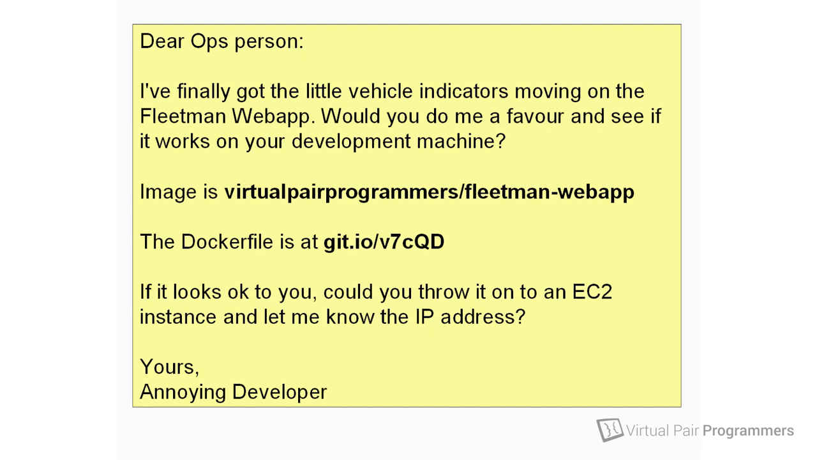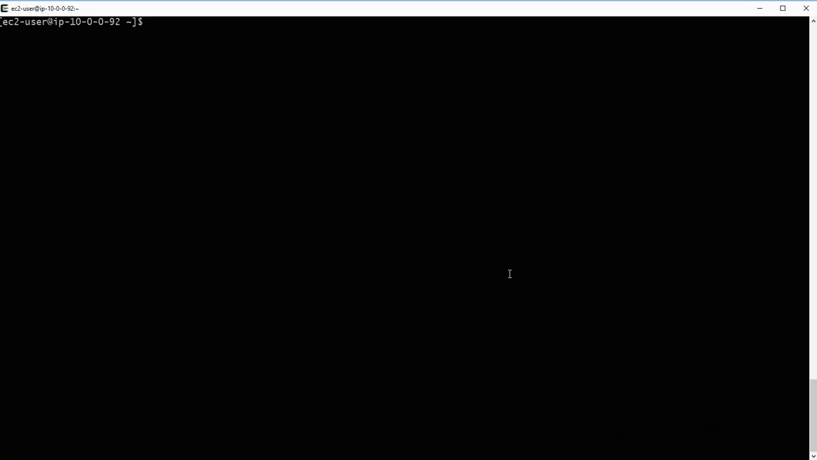Going back to the requirements for this exercise, the developer says if this looks okay, and I think it does, they want us to throw it onto an EC2 instance and then tell them the IP address. You don't need to follow along with me here if you don't have easy access to an EC2 instance. If you do want to follow along and you've never used EC2 before, then I recommend the Virtual Pair Programmers course called Cloud Deployment with AWS, and we take you through the basics of that. So I have here an EC2 instance that I started up earlier. In fact, it's the one I used to demonstrate installing on Linux.